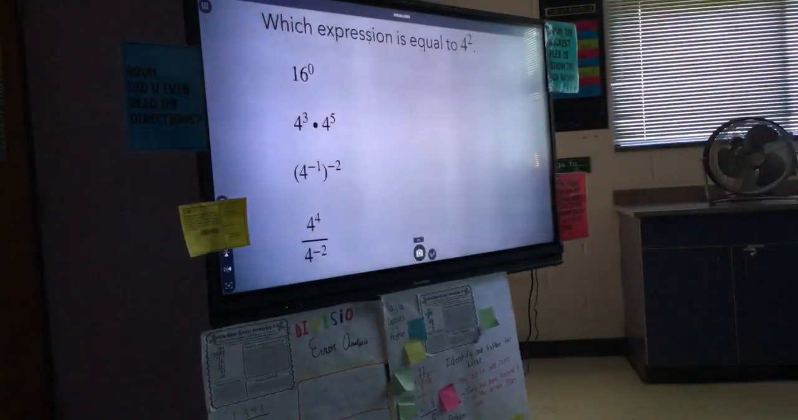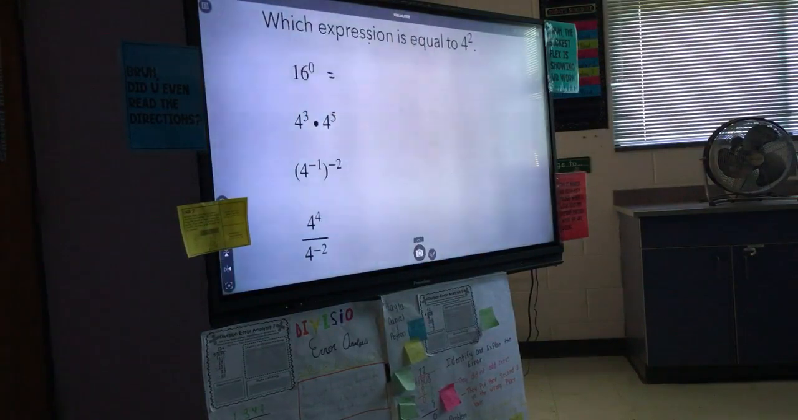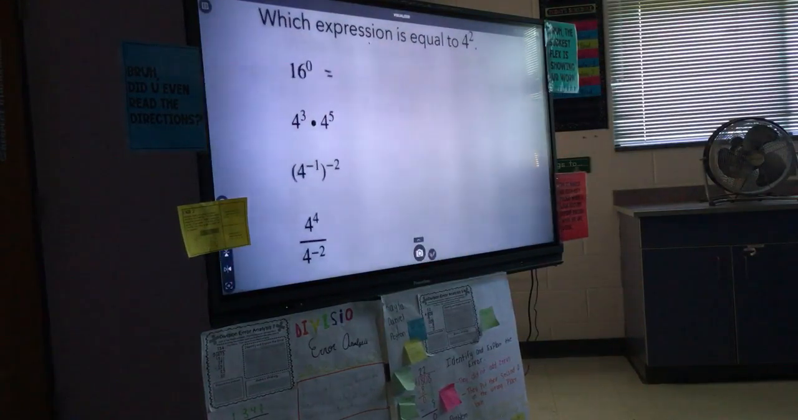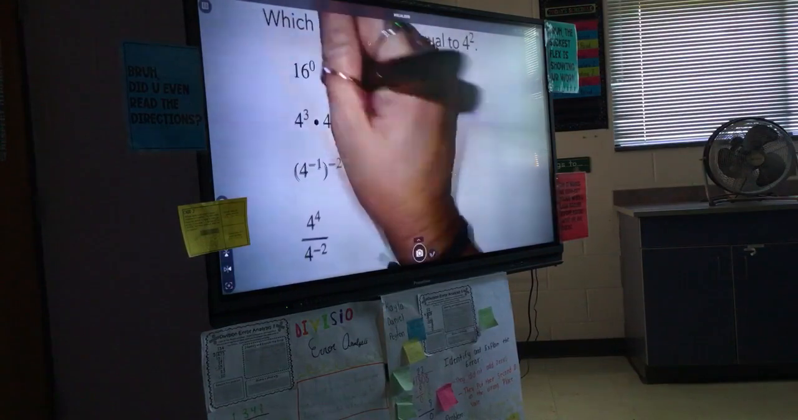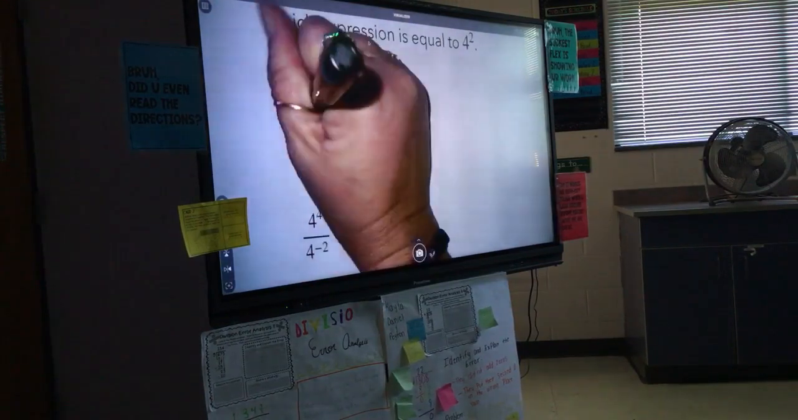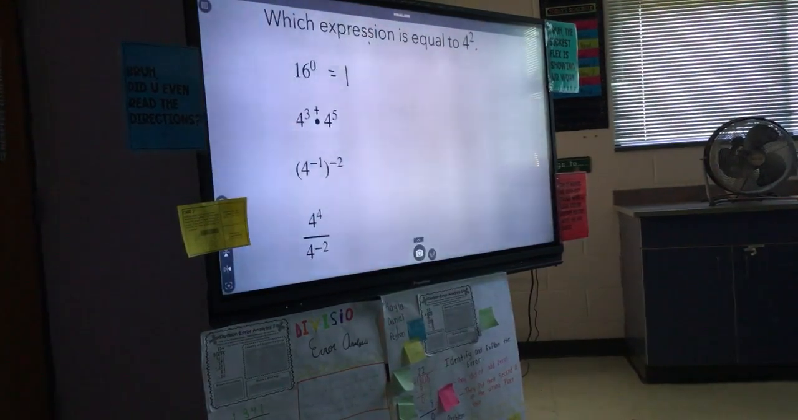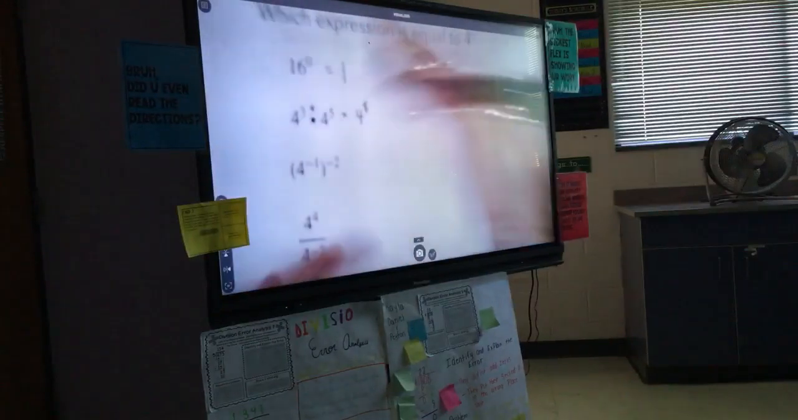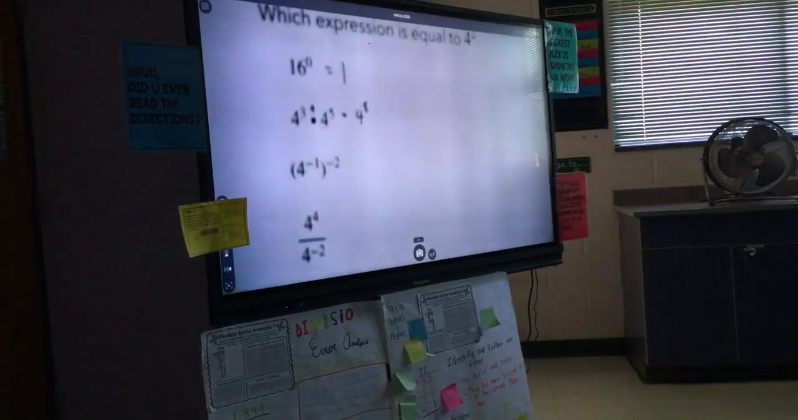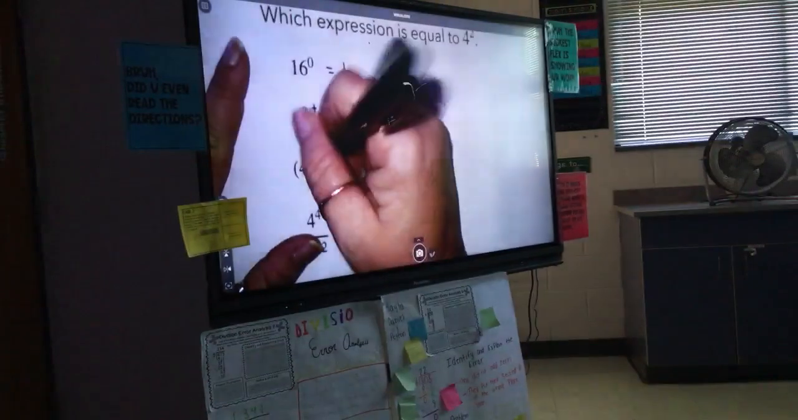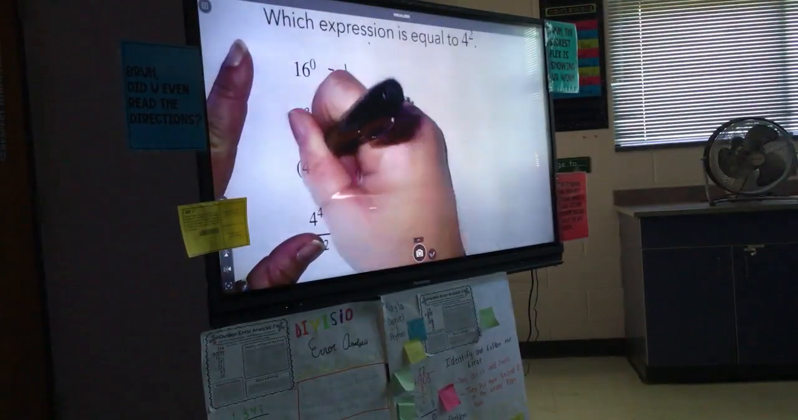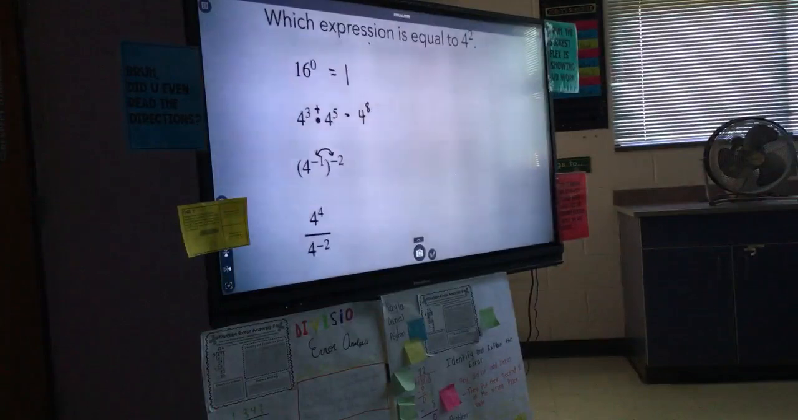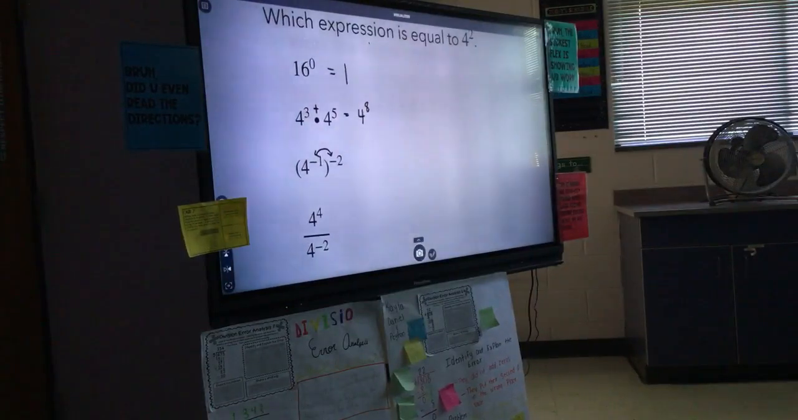So, 16 to the 0 power equals what? 1. Equals 1. All right, now, this is multiplication, which means I'm adding those two, just the exponents. So 3 plus 5 equals. Now this one. What do we do here with these two? Do you multiply? Are you sure? Oh, add.